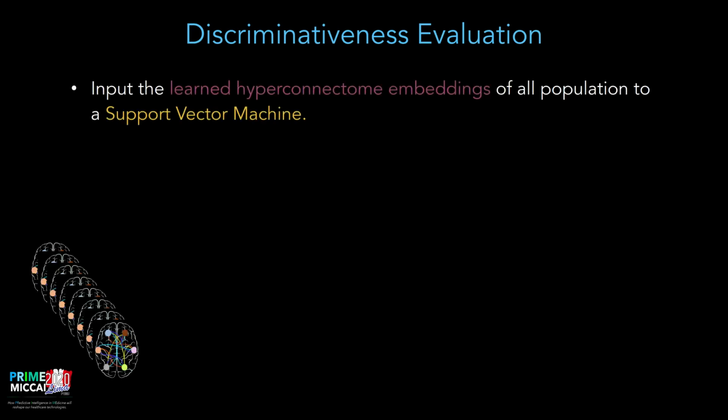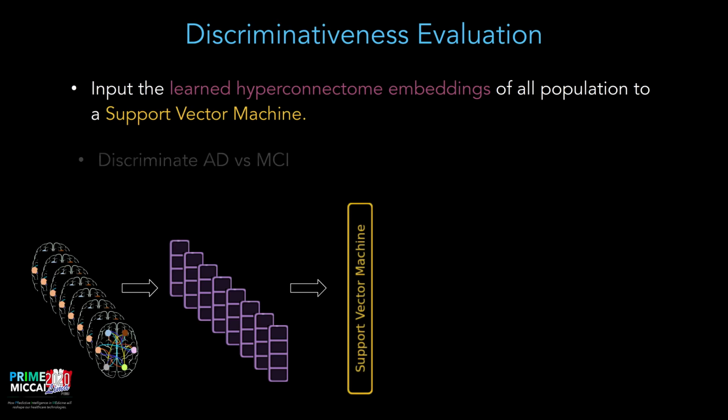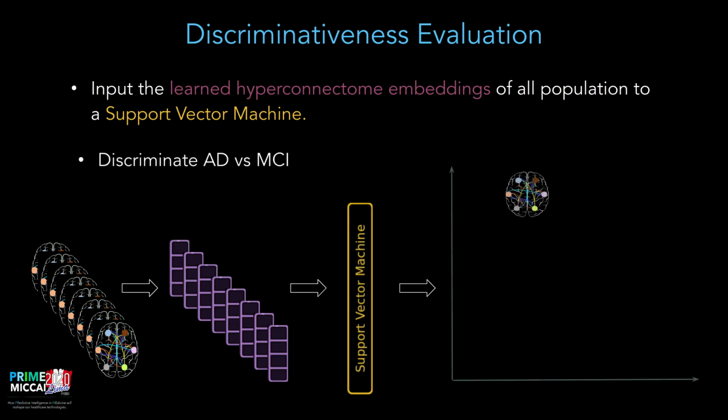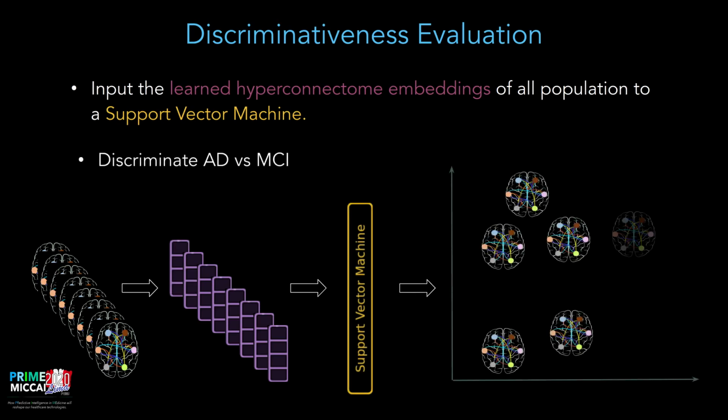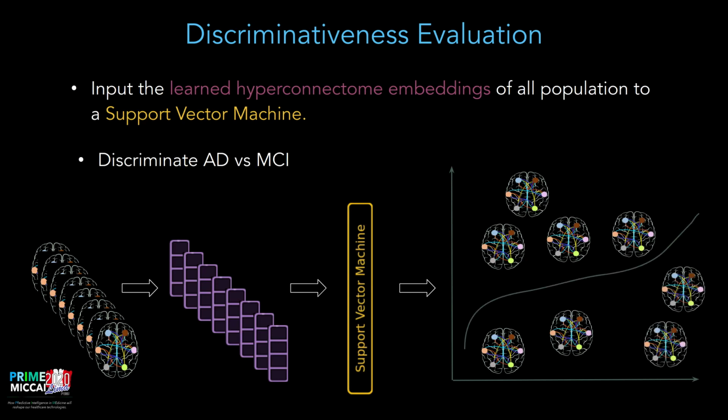We evaluate the discriminativeness of the embeddings by training the support vector machine. We feed the learned hyperconnectome embeddings of all the population to an SVM, which in turn discriminates between two different brain states, specifically in our experimentations AD versus MCI.